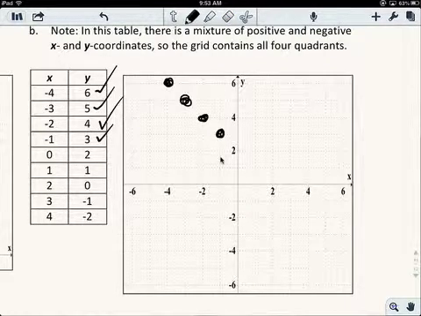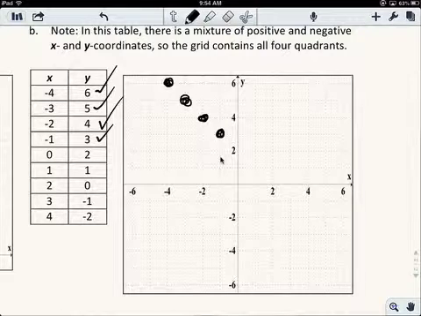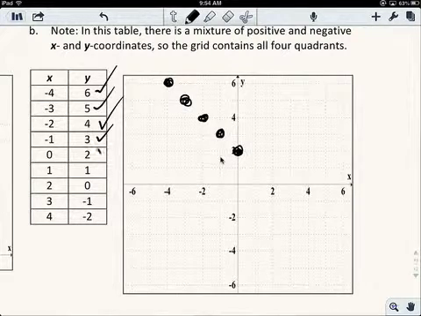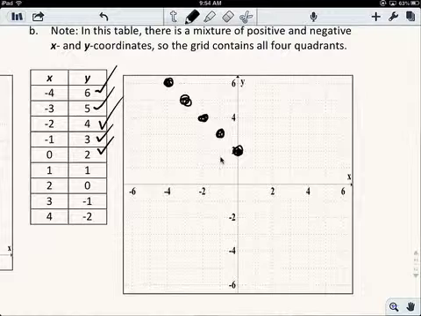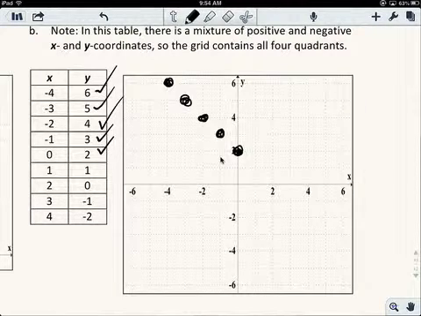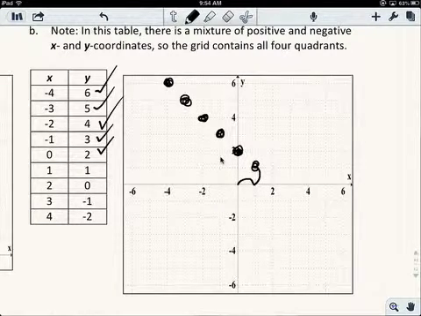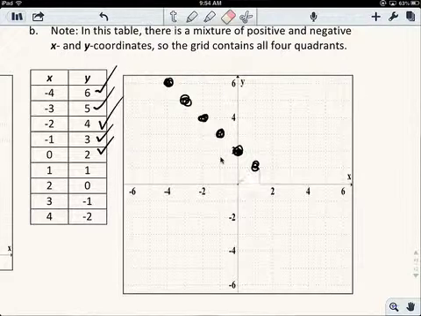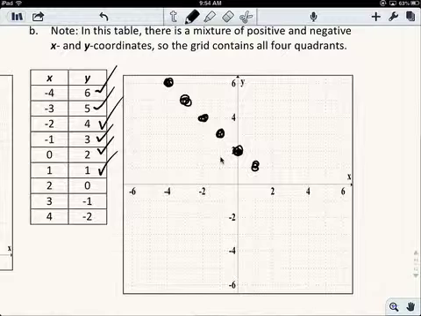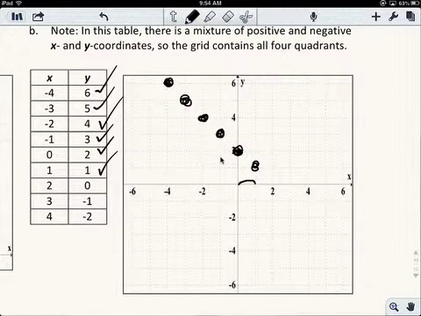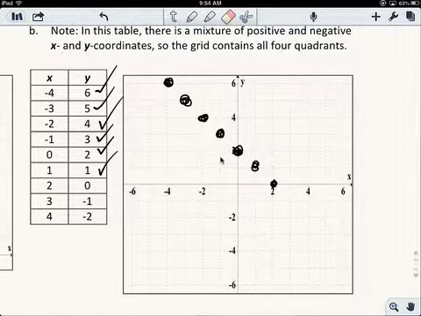So 0, comma 2, that means I go left and right 0, then I go up 2. So that was an easy one. 1, comma 1, I go to the right 1, up 1, because the x is positive and the y is positive. I go right 1, up 1. All right, 2, 0, so I'm going to go to the right 2 because that's a positive x, and then up and down 0 because it's a 0 value for y.